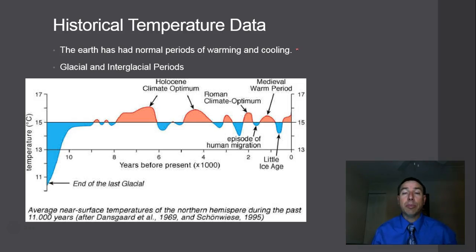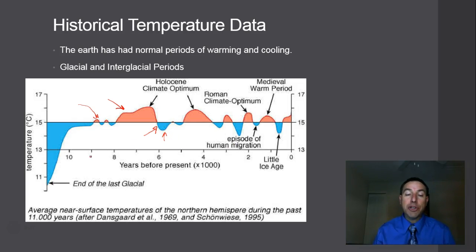All right, so historical temperature data. This graph goes back 10,000 years before present. It doesn't go back as far as those other graphs, but it goes back pretty far. We can see that there are periods of warming and periods of cooling, and the Earth has gone through these on a consistent basis. When it goes above the average here, we call it an interglacial period. When it's below this average, like this one here, we call it a glacial period.